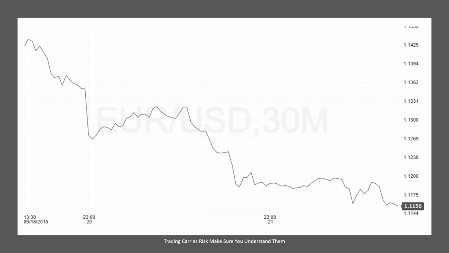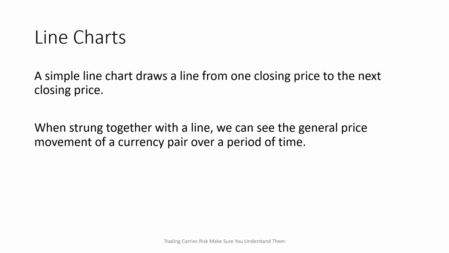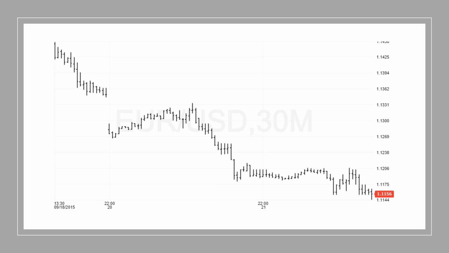Exactly the same as what you see on a candlestick chart. So a line chart is the most simple of it all. You can't make trading decisions from a line chart, but you can get some general idea of how a price is moving. So a simple line chart just draws a line from one closing price to the next. When strung together with a line, we can see the general price movement of a currency or an asset.